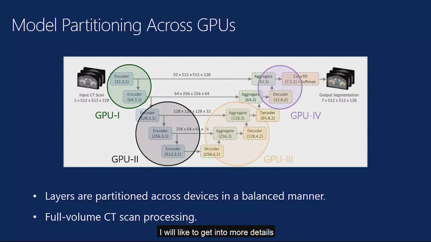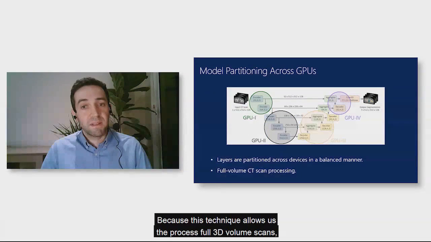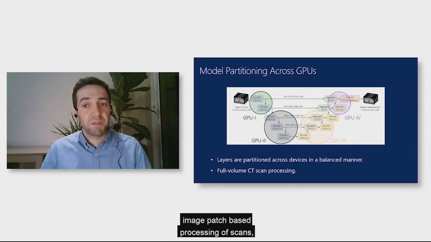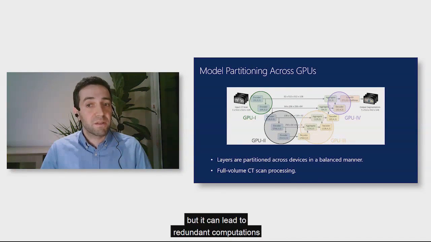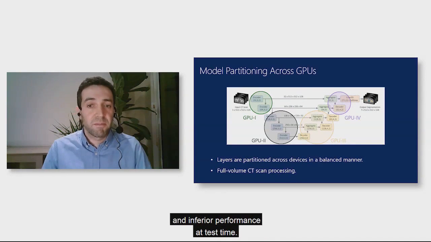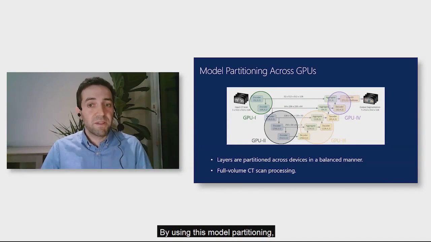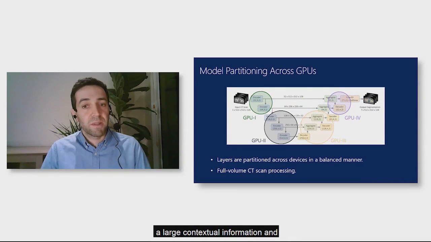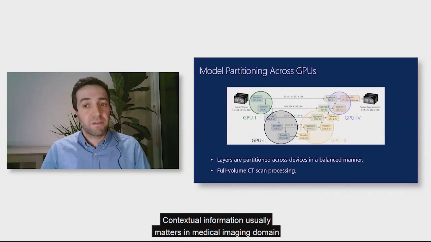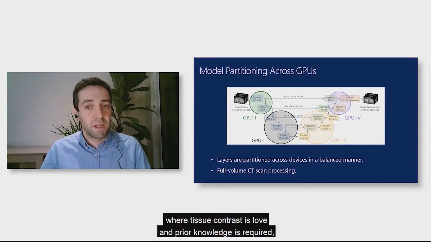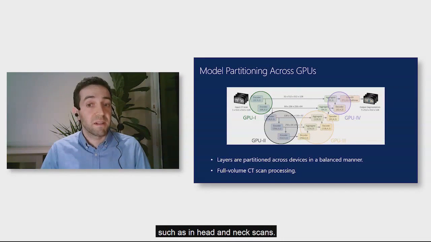I would like to get into more details on how we actually partition these models, because this technique allows us to process full 3D volume scans, and it eliminates the need for image patch-based processing of scans, which is a commonly used approach, but it can lead to redundant computations and inferior performance at test time. By using this model partitioning, large contextual information and batch statistics are collected for each parameter update. And contextual information usually matters in the medical imaging domain, where tissue contrast is low and prior knowledge is required, such as in head and neck scans.